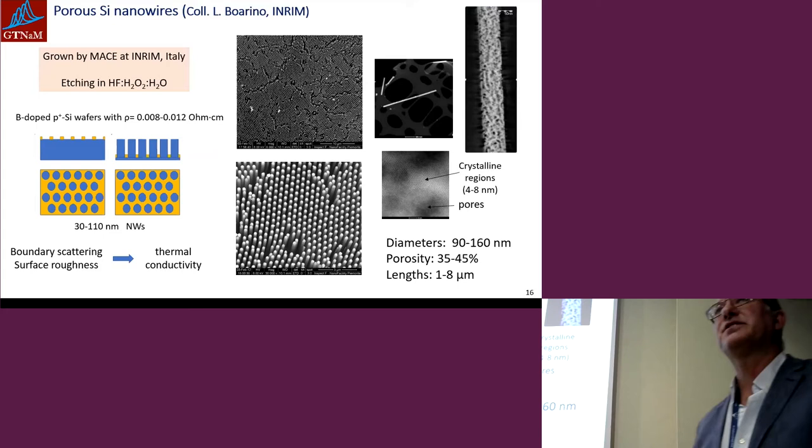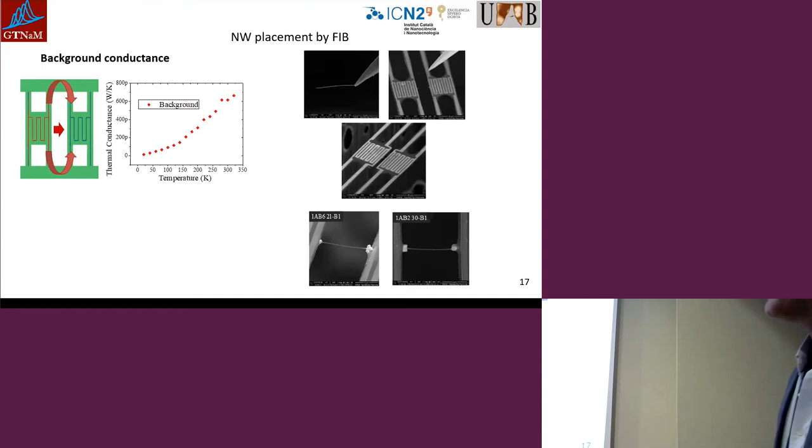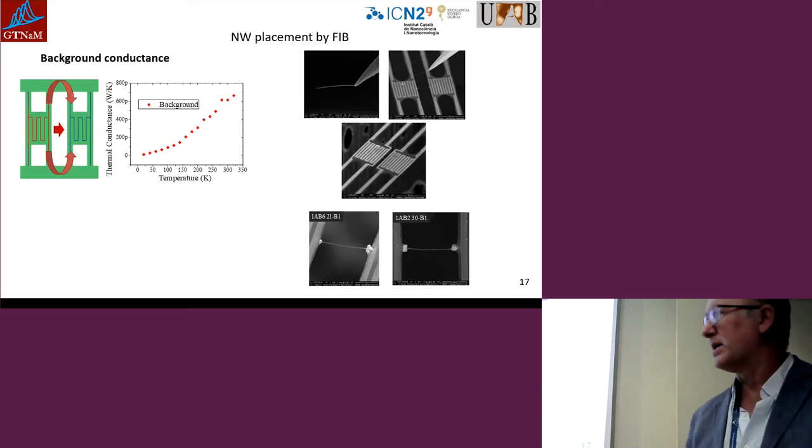We need to take into account some background conductance, parasitic conductance that we have at every temperature. So we measure the suspended structures without the sample, and then we measure this parasitic conductance that is due to the near field radiation and to this thermal path that we have through the edge. That's quite low, but when we go to these temperatures, it starts to be important. This is 600 picowatts, and that can represent around 20-30% of the thermal conductance of the nanowire in this case.